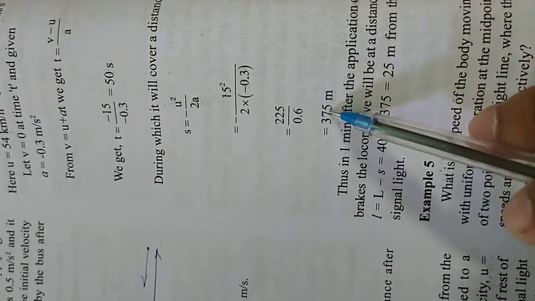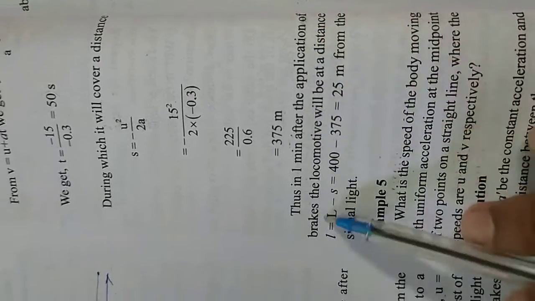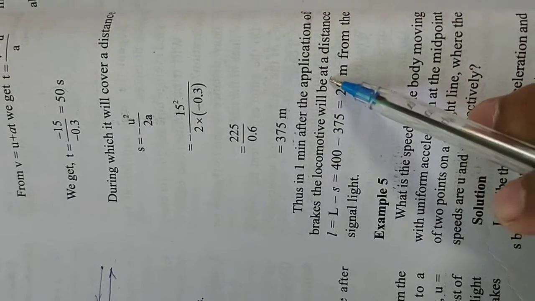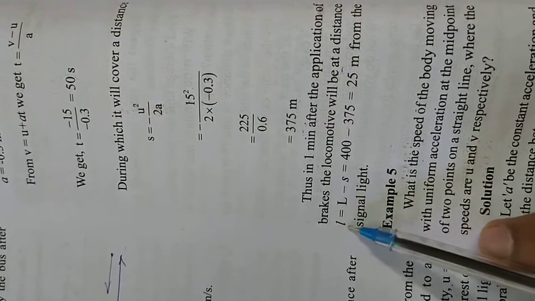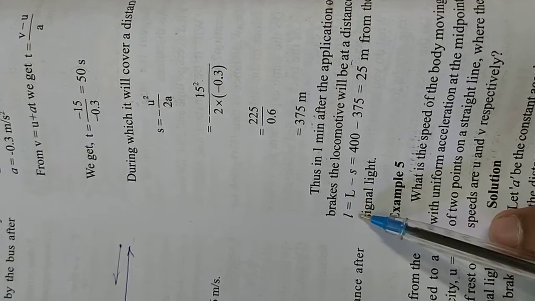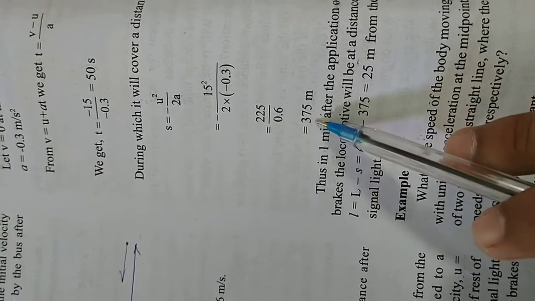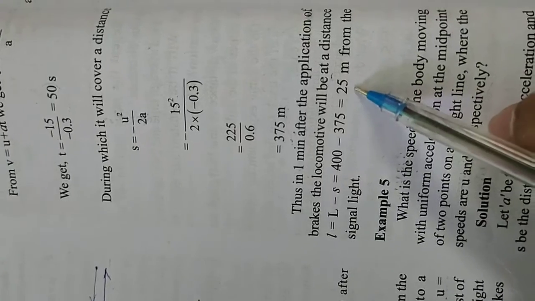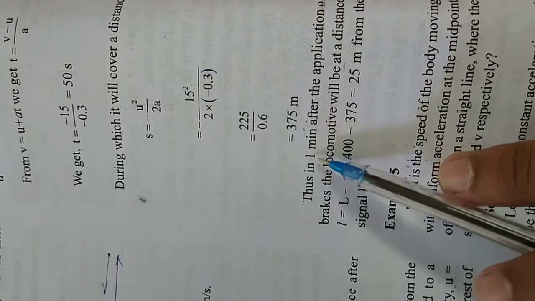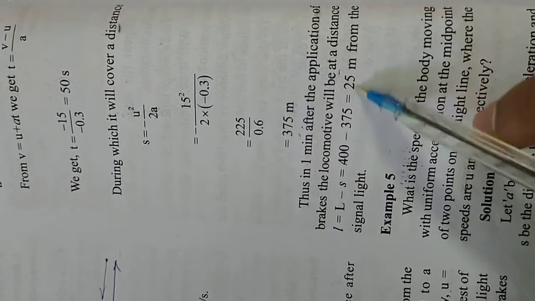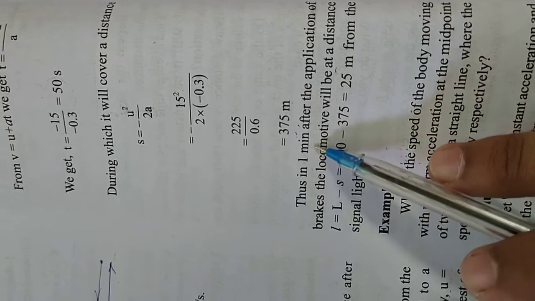Now, thus in 1 minute after the application of brakes, the locomotive will be at the distance small l. After 1 minute distance we have to calculate. So L minus distance, so 400 minus this 375. So 25 meters is the distance which the vehicle has covered in 1 minute.